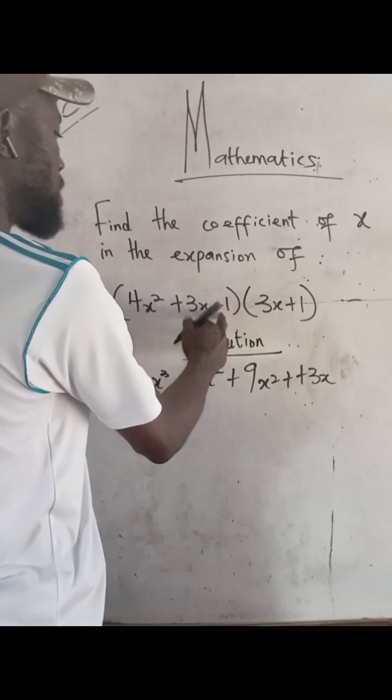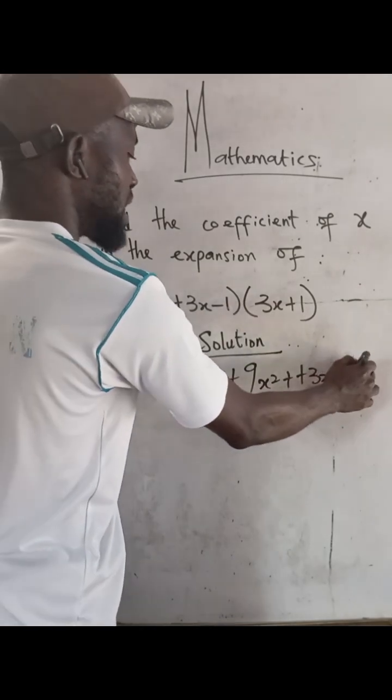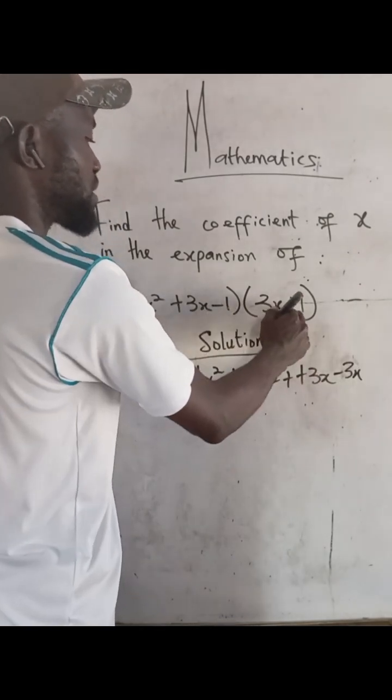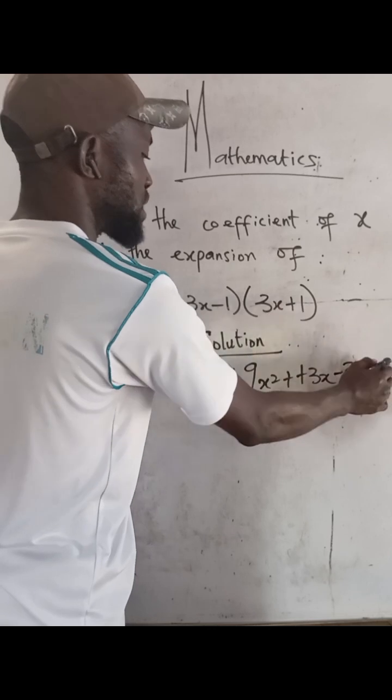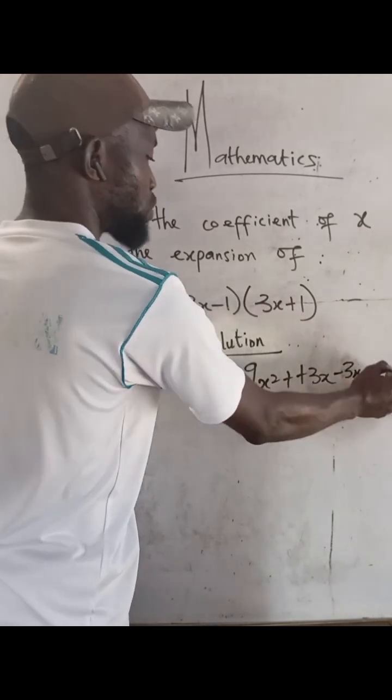That's what we have for this one. So for the last one, minus 1 times 3x, minus 3x. So minus 1 times plus 1: minus times plus is minus. So 1 times 1 is 1.